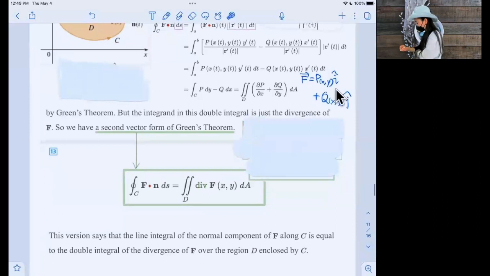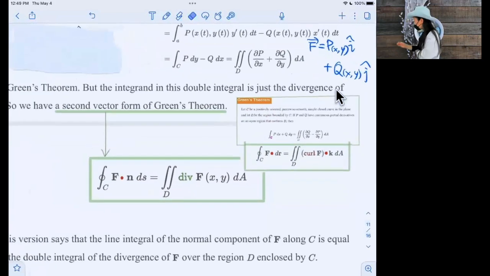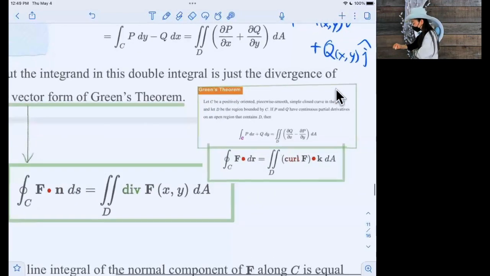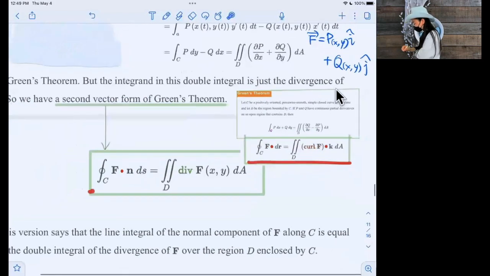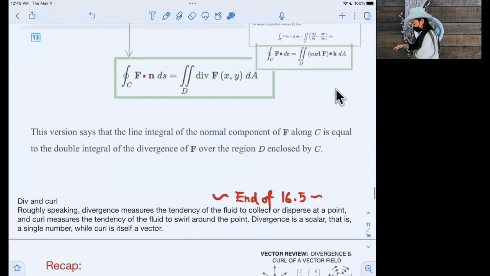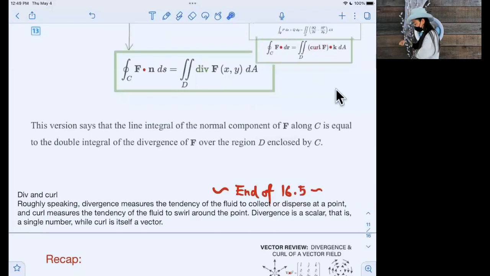So we have this second vector form of Green's theorem, okay, like this. Here is Green's theorem, so we put all three together: here is Green's theorem, here is one vector form of Green's theorem, and here is a second vector form of Green's theorem, okay? All right, and that's the end of this.